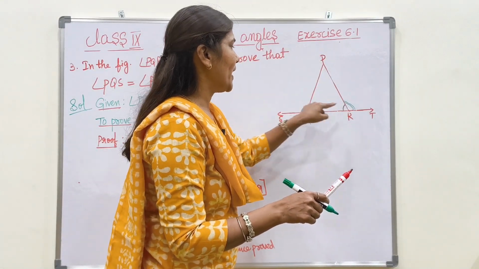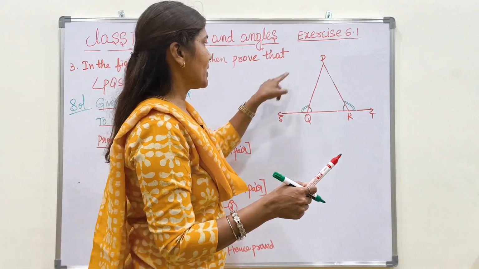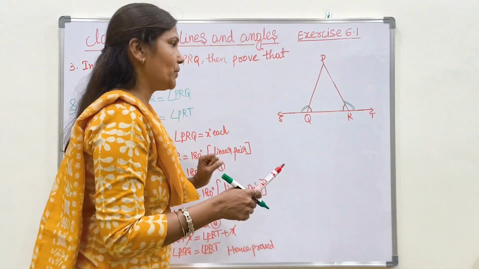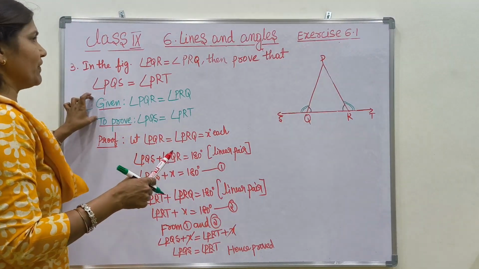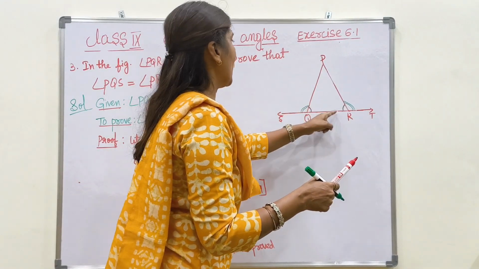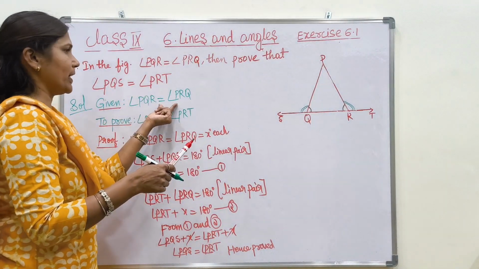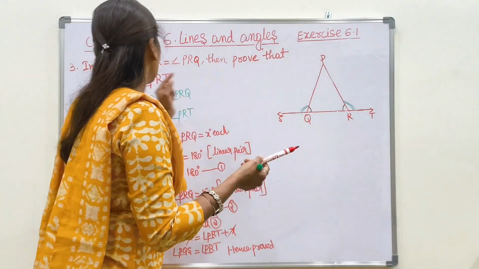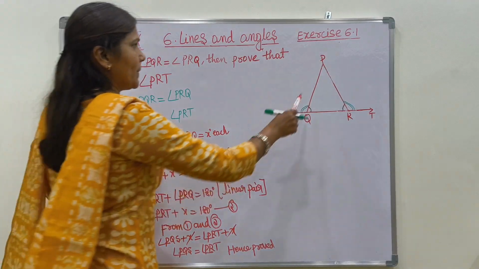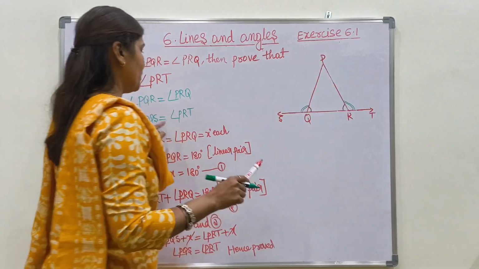PQR equal to PRQ is given in the question. Now, we have to prove what? PQS equal to PRT we have to prove in this one. So, first we will write the given. Given what is there? This is the only given: PQR equal to PRQ. So, this you have to write as the given. To prove what is there? PQS equal to PRT we have to prove.